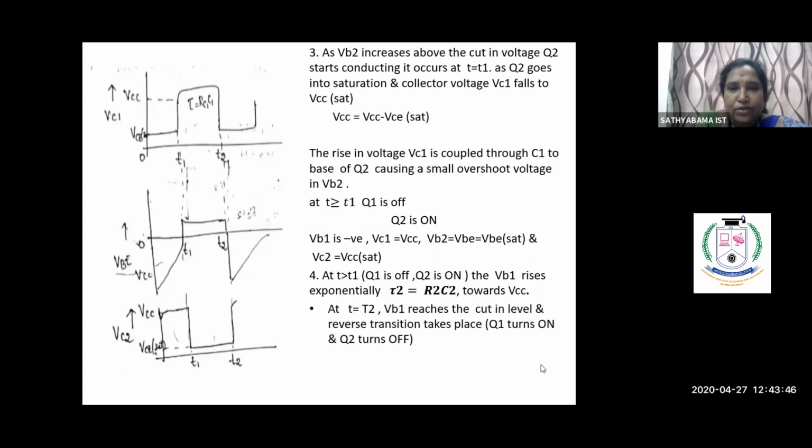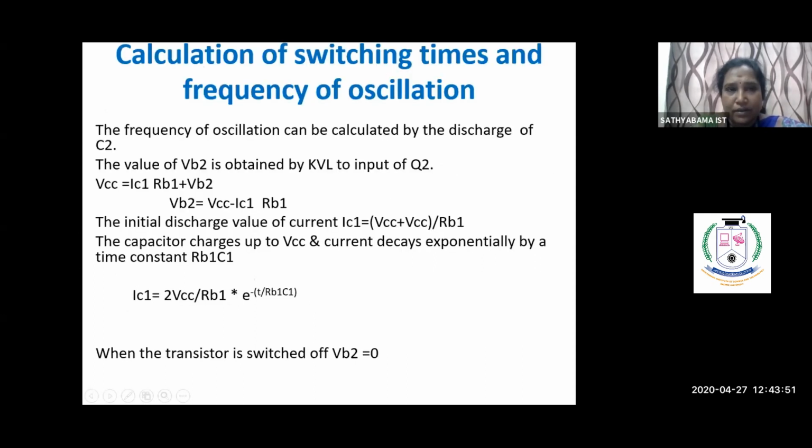The next one is switching times. The calculation of switching times and the frequency of oscillation is very important, because when you are designing an astable multivibrator, we should be aware of the calculation of the switching time and the frequency of oscillation.